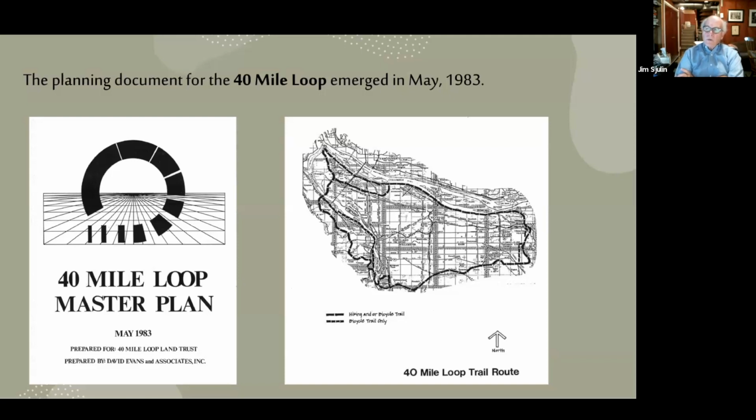So what emerged in 1983 was the 40-mile loop master plan, which provided a look at a plan for the entire system. And you can see by the map that's shown on the right-hand side that the plan was pretty ambitious. Next slide.